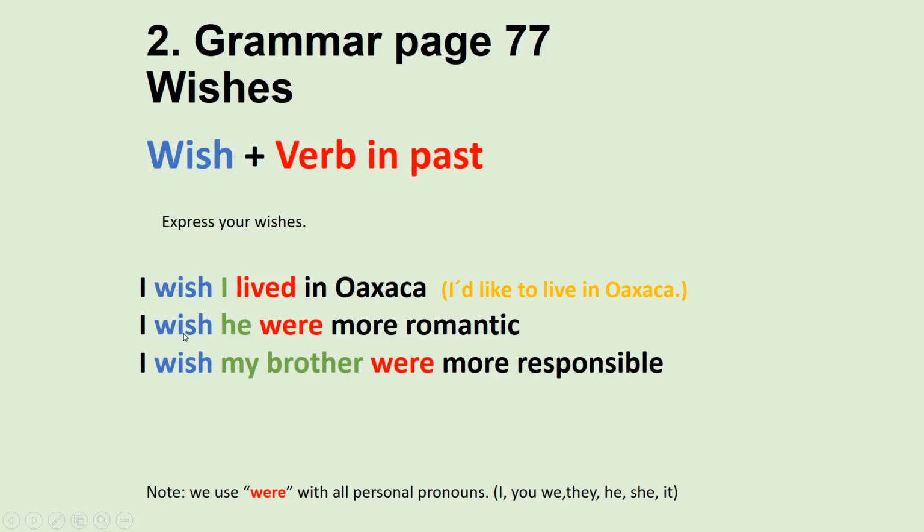The second example, I wish he were more romantic. Now, let's go to the note. Why are we using were in here if you're using the personal pronoun he? Well, we are going to use were with all the personal pronouns when we express wishes. You, we, they, he, she, it goes with were. We are not using was.